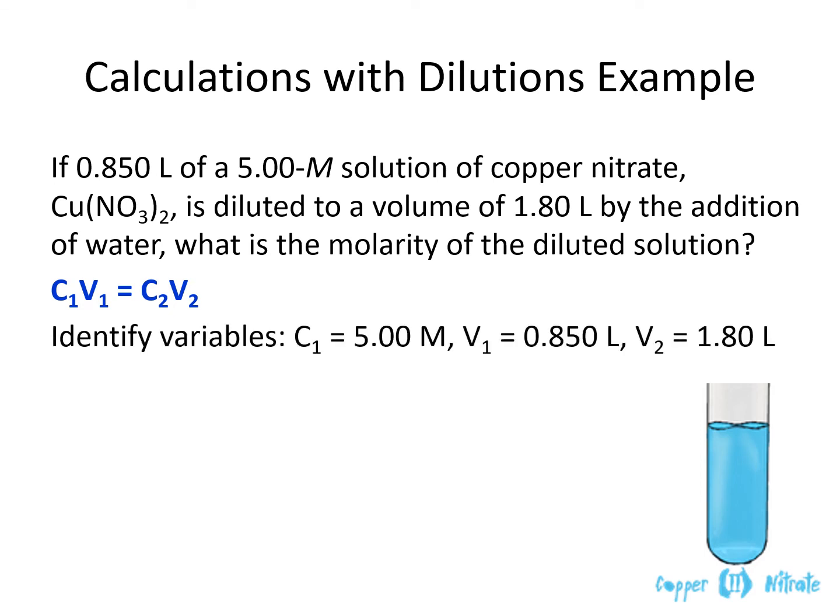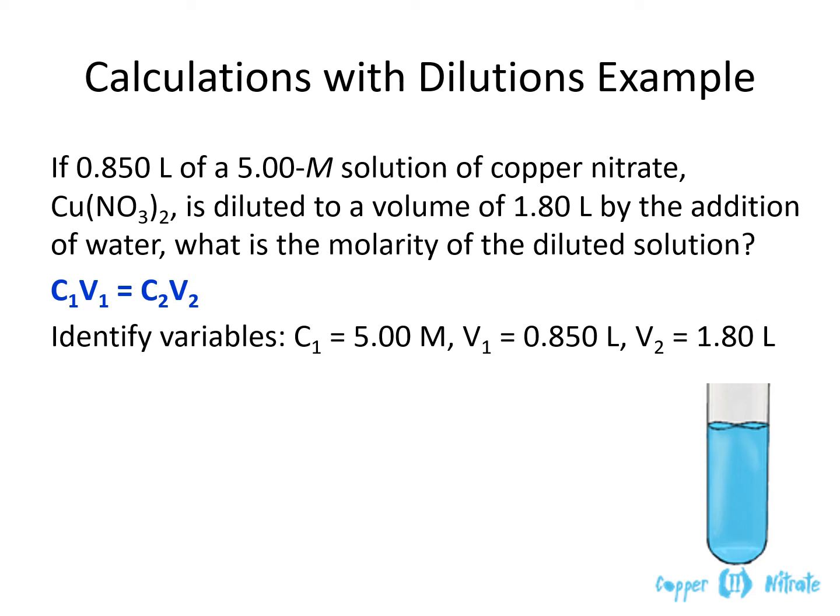C1, the initial concentration, is 5 molar. V1 is 0.850 liters, and V2 is 1.80 liters. We're using our dilution equation, C1V1 equals C2V2. But in order to use this equation, we need to get the variable that we're trying to solve for by itself on one side of the equal sign.